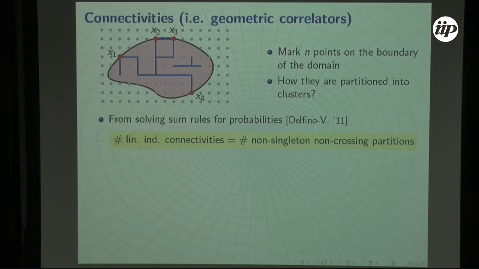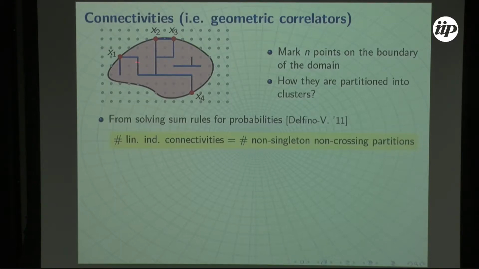Or what is the probability, with the measure which I showed you before, that, for instance, the points 1 and 2 are in the same cluster, and 3 and 4 are in another cluster, but the two clusters are different, etc.? Okay? So all in all, with 4 points, you have 14 possible choices of partitioning the points on the boundary.